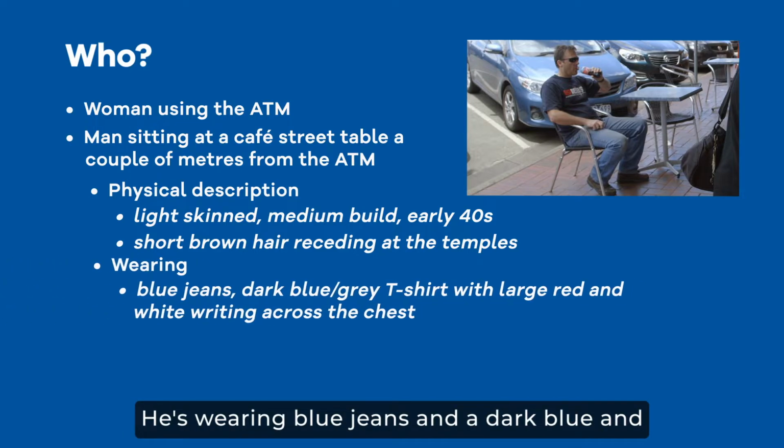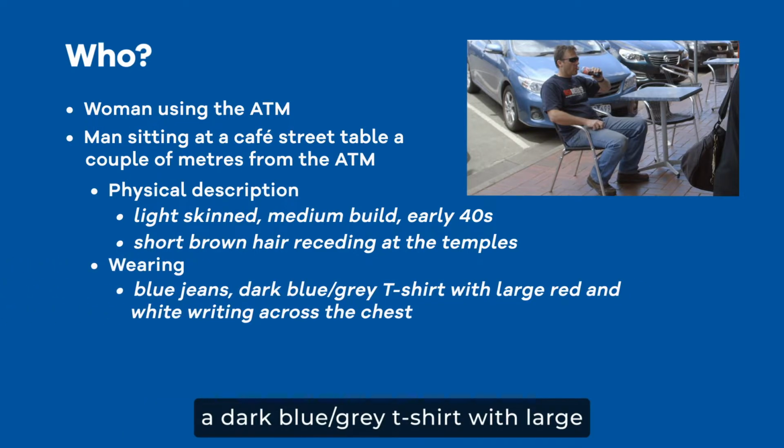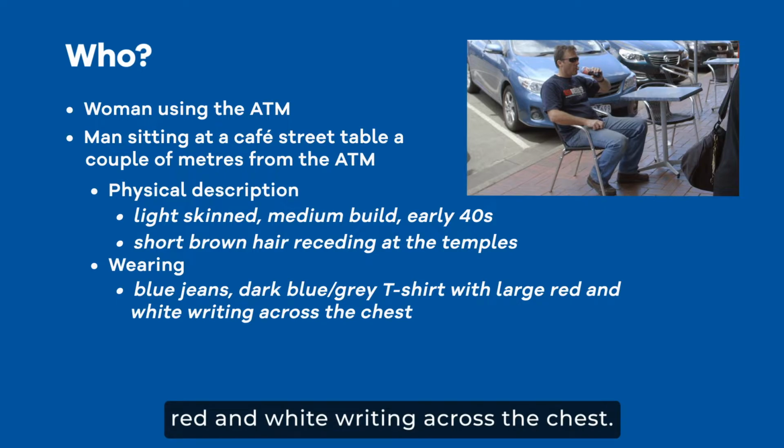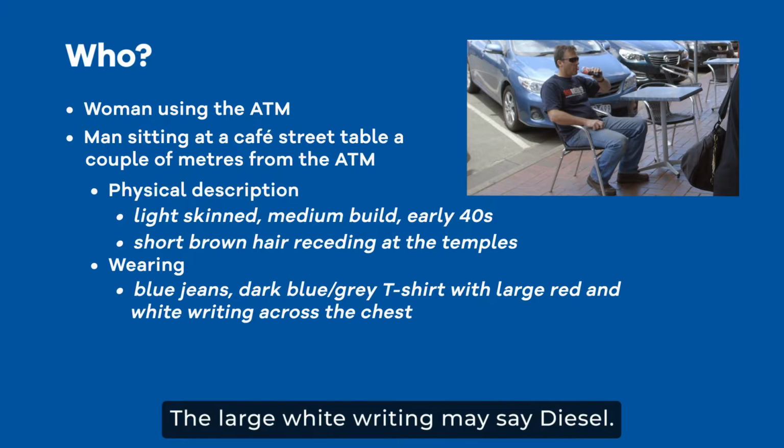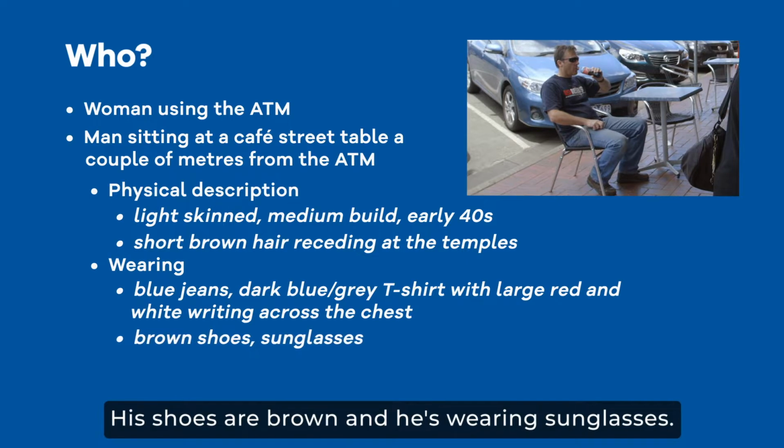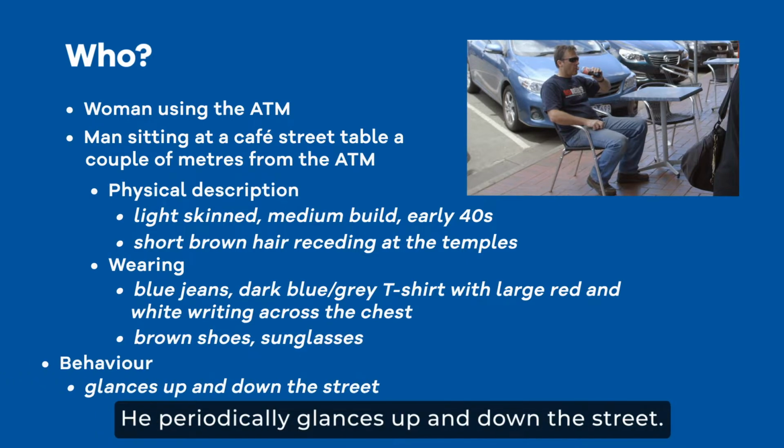He's wearing blue jeans and a dark blue-grey t-shirt with large red and white writing across the chest. There is a line of smaller white writing underneath this. The large white writing may say diesel. His shoes are brown and he is wearing sunglasses. He periodically glances up and down the street.